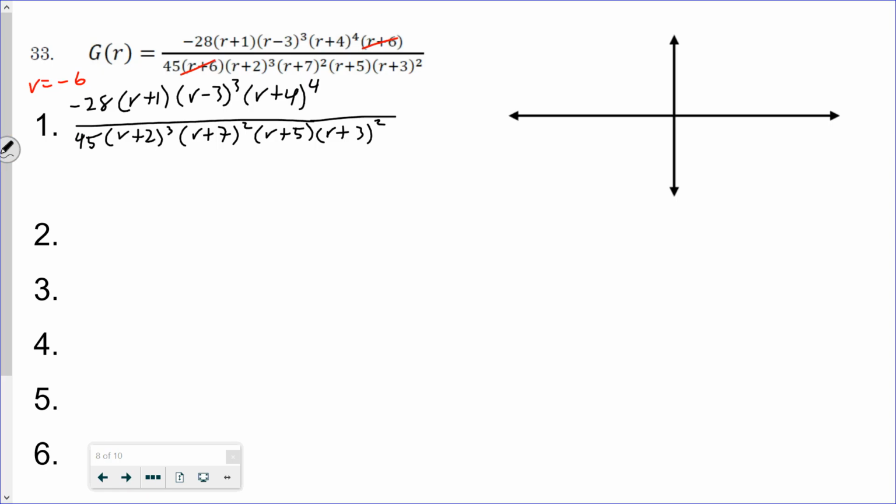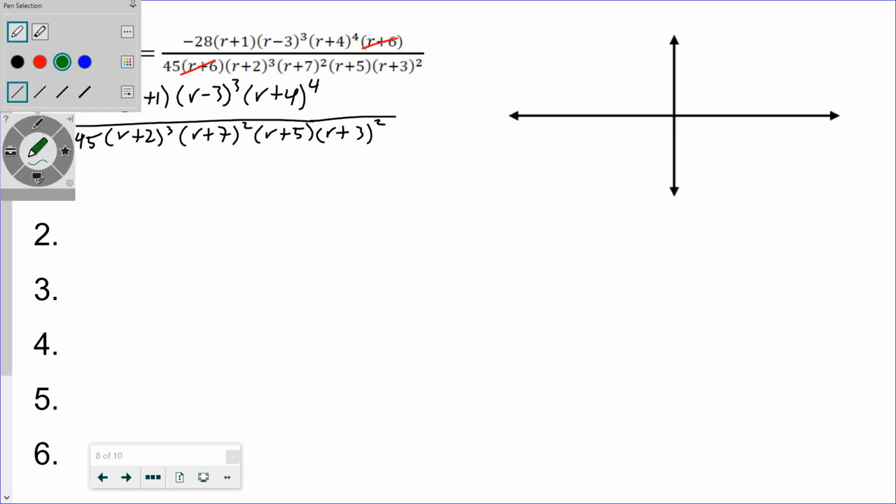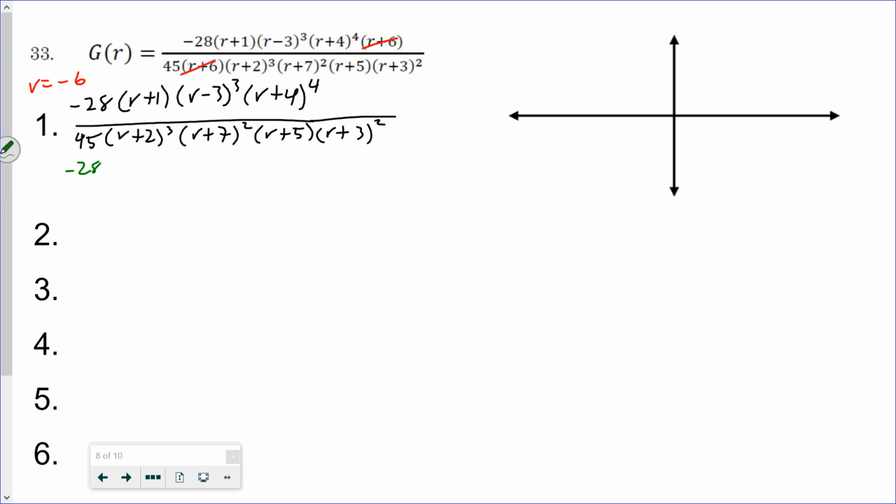And I'll set it up with you guys. But what you should end up getting is that you get a hole at -6, -63. All right, so you plug it in, you plug in -6, you get -28. Your -6 plus 1 is -5. -6 minus 3 is -9 cubed. -6 plus 4 is -2 to the 4th power, all over 45.